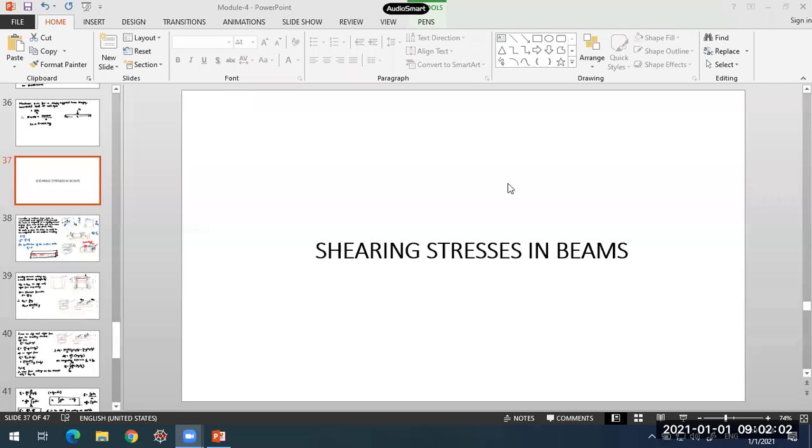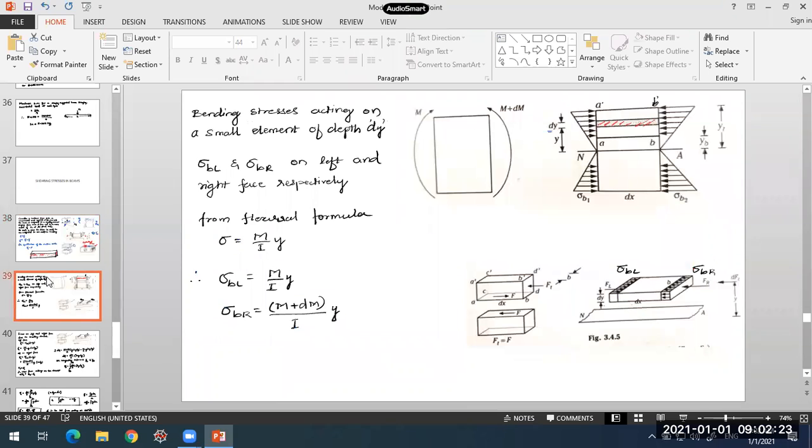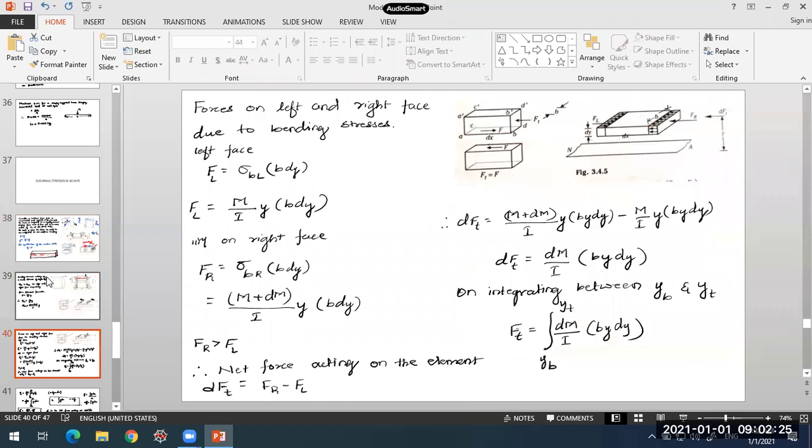Shearing stresses in the beams. We have started with this one, and one is we noted that the shearing stresses exist on a longitudinal plane in a beam due to bending moment, due to non-uniform bending of the beams. Now, what is the expression for determining this shearing stress that we had obtained?